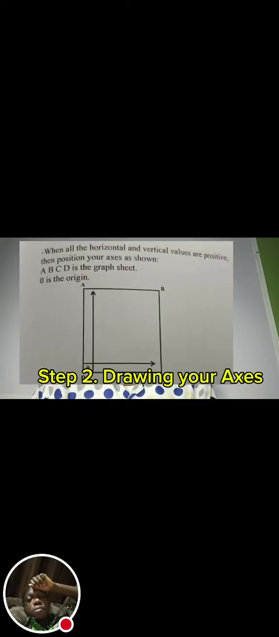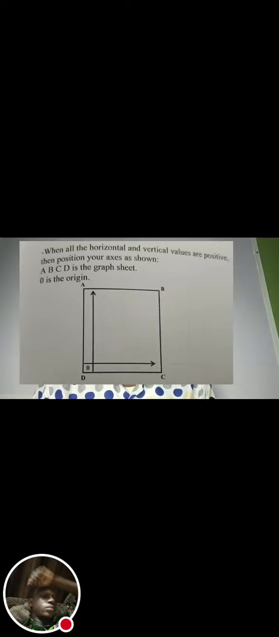There are many ways in which you can draw your axis depending on the factor. The first factor: when all the horizontal and vertical values are positive, then position your axis as shown in the diagram. In the graph, the vertical line is on the far left and the horizontal line is below. That's when we have both vertical and horizontal being positive.